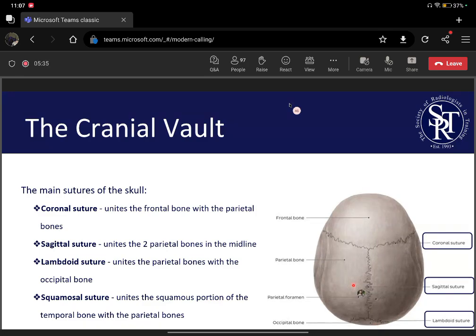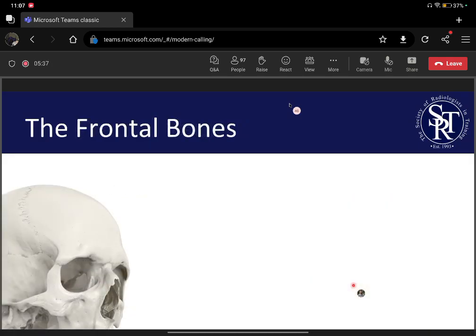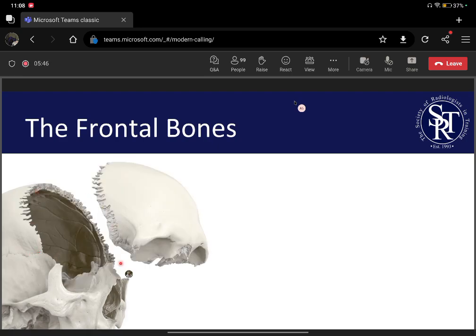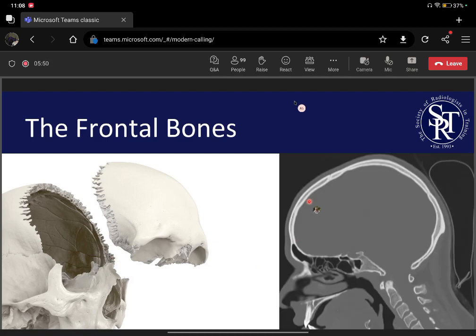Let's look at those in more detail, starting with the frontal bone. So we can see the frontal bone anteriorly over here with the coronal suture. And isolating the frontal bone, we can see how the coronal suture goes around like a crown, hence its name. And on a sagittal section of a CT on a bone window, we can see the zigzag line over there, which refers to the coronal suture, and the bone anterior to it, that's the frontal bone.